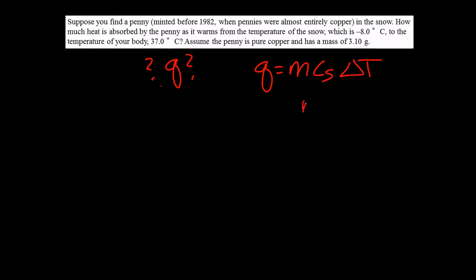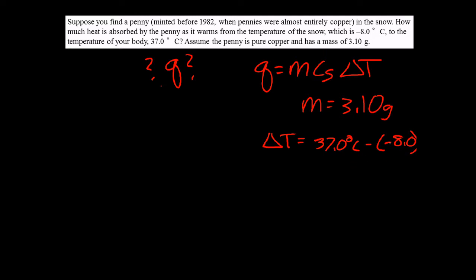So if we go ahead and look at what else is given to us in the problem, we are told the mass of the penny. We're told that it is copper, and we're told that it starts at negative 8 degrees and goes to 37. So delta T is 37 degrees C minus negative 8, because remember, it is final minus initial. So the final temperature is 37, the initial temperature was negative 8. And so delta T is actually 45 degrees C.